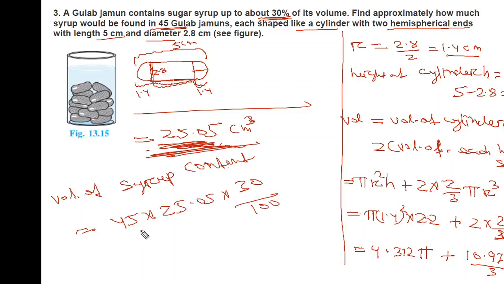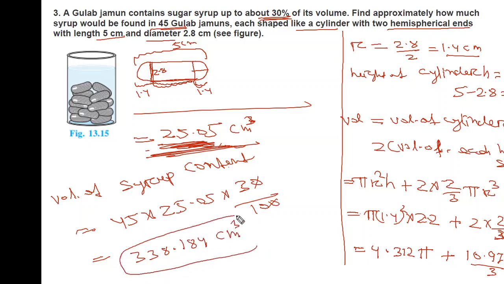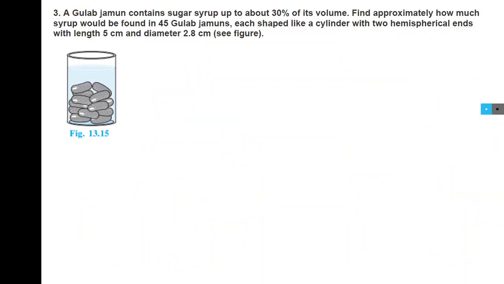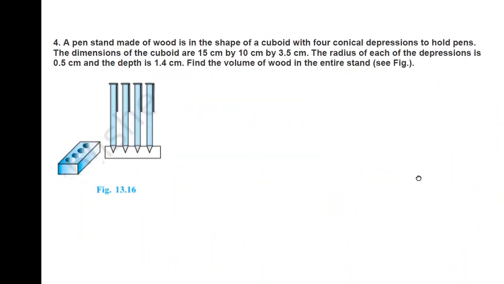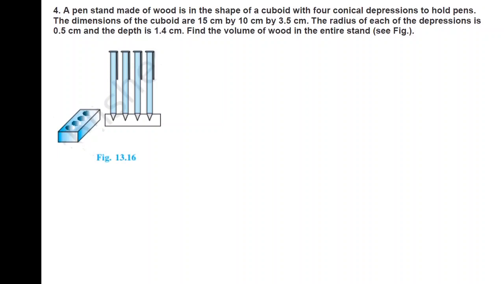Okay, now you please calculate it, it will be equal to 338.184 cm cube. So this will be the volume of syrup content in 45 gulab jamuns. Okay, so this is the solution for question number 3. Now we will move to the next one, question number 4.